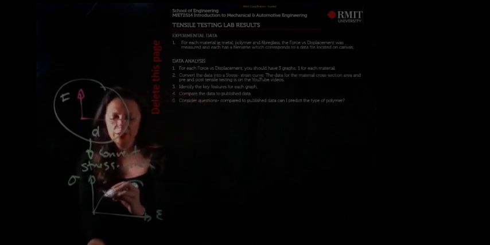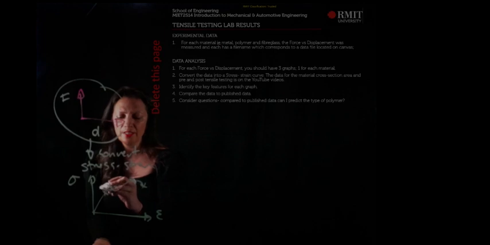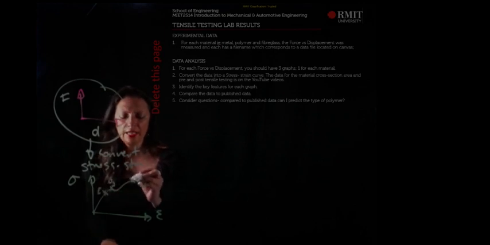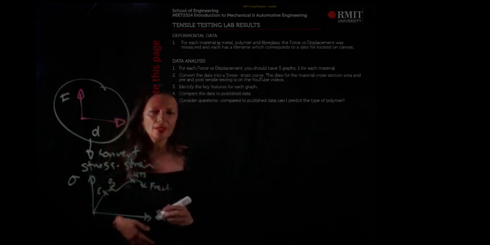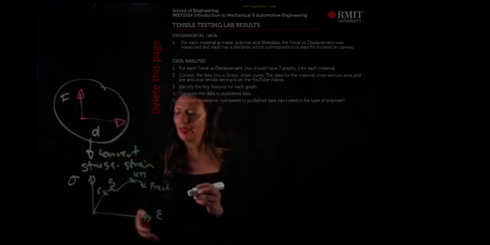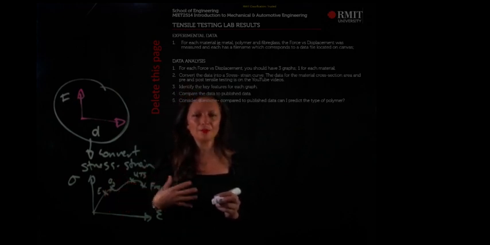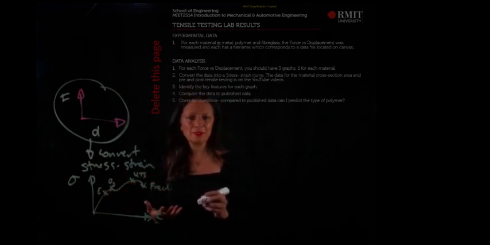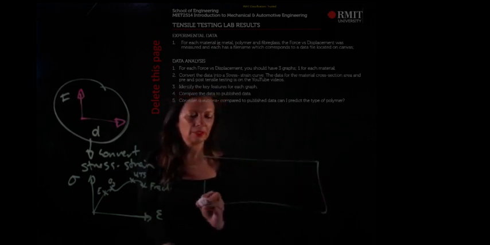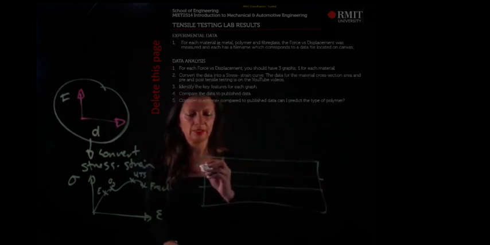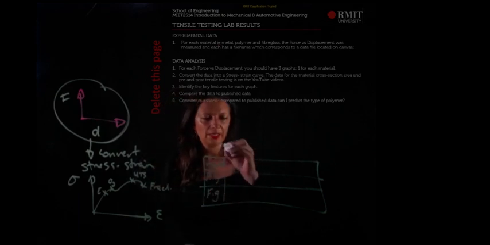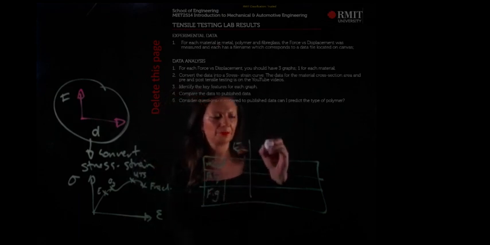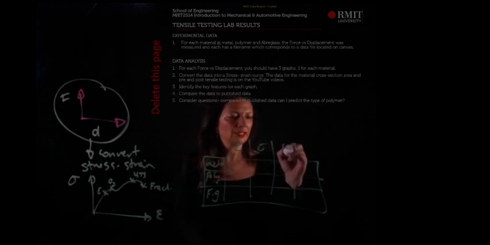And then what you're going to do is identify the key points. So your Young's modulus, your yield stress, UTS, and your fracture point. And you can actually put this in a table for the three different materials. So you've got metal, polymer, and fiberglass. So you can just drop a table, and say you've got metal, polymer, fiberglass, and then you can have all your parameters that you calculated.